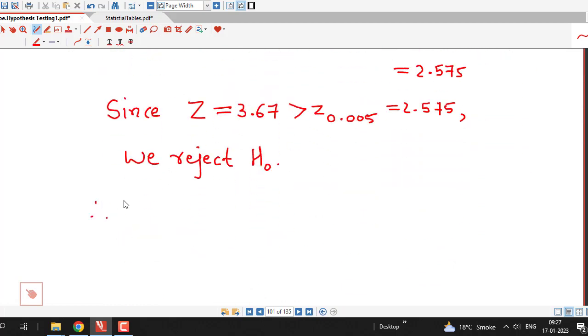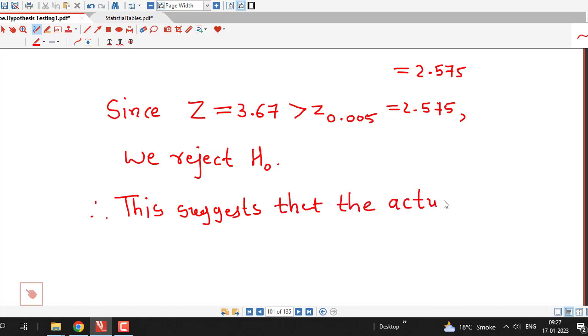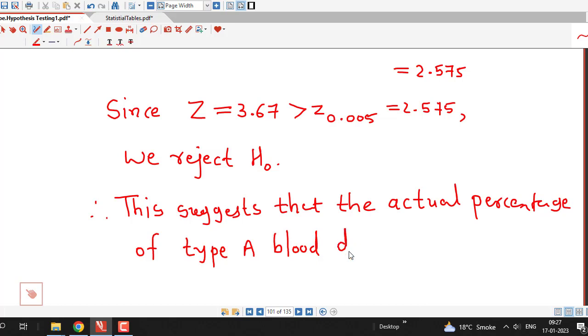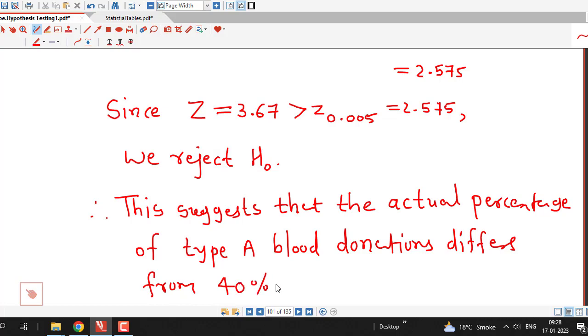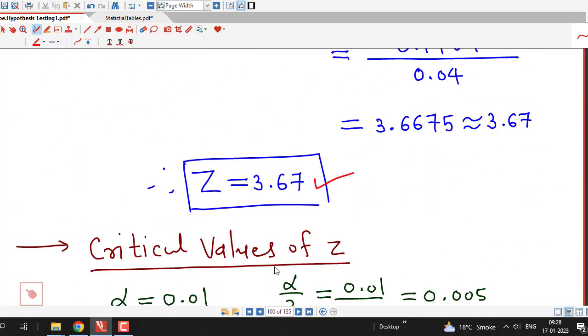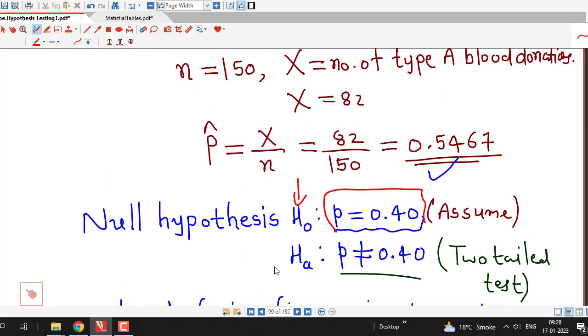We can write that therefore this suggests that the actual percentage of type A blood donations differs from 40%. Differs from 40%. So in this way we can apply this one sample Z test for testing the null hypothesis related to population proportion.